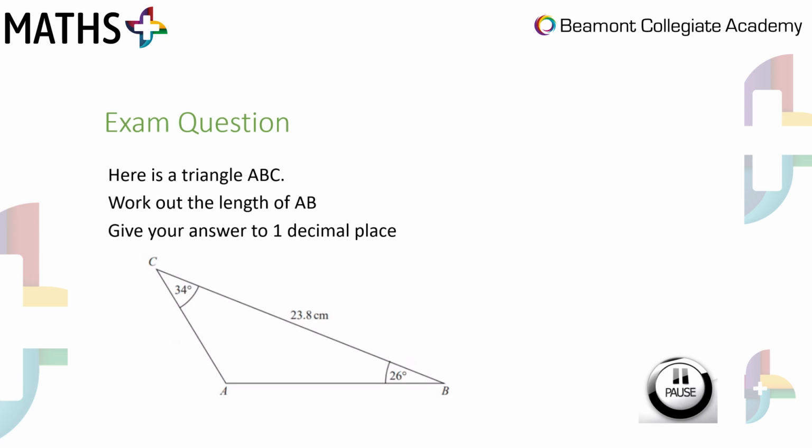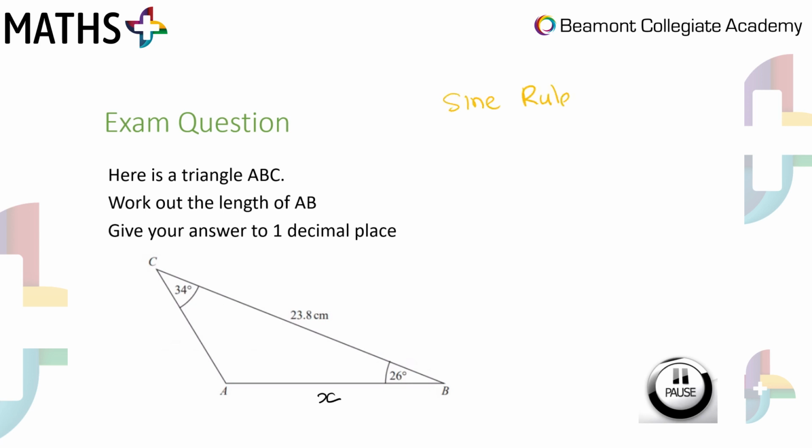So the question says, here is a triangle ABC. Work out the length of A to B. So A to B is this length down here. Give your answer to 1 decimal place. So notice in the question, it doesn't say anything about using the sine rule. The examiner is expecting you to realise that you need to be using the sine rule in this question.